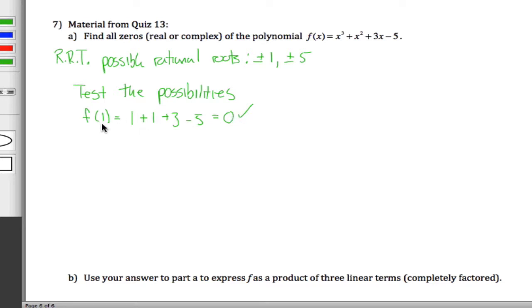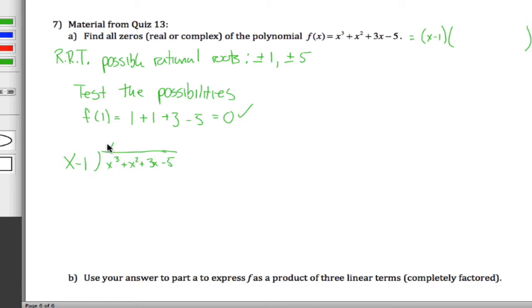1 works. So 1, 0 happens if the number x equals 1. If 1 is a root, x minus 1 must be a factor. So what I'm saying is this polynomial must factor into x minus 1 times something. My goal is figuring out what that something is. The way I can figure out that something is polynomial long division, or if you prefer, synthetic division. Either way will give you the exact same answer.